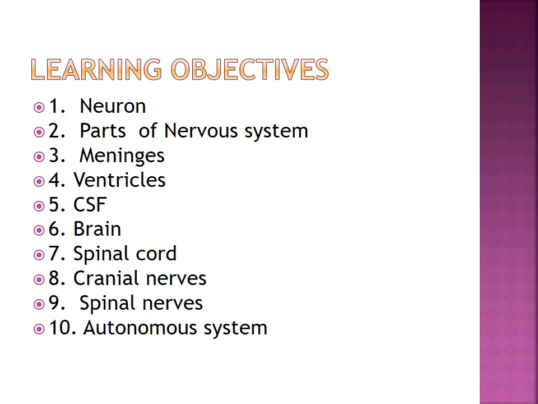Then meninges, that is the coverings of the brain and spinal cord. Then ventricles, these are the cavities in the brain which make the brain light in volume. Then cerebrospinal fluid, the fluid present in brain and spinal cord. Then the brain in detail, all the parts. Then spinal cord, cranial nerves, spinal nerves, and autonomous system.